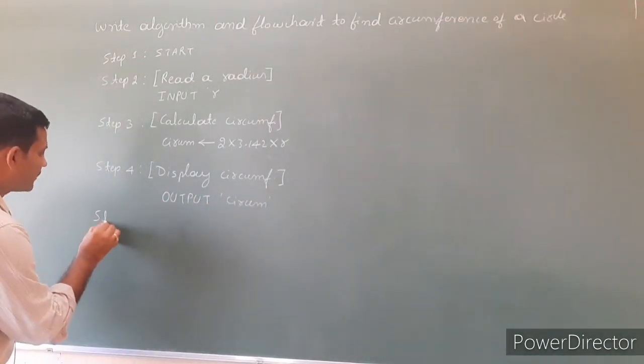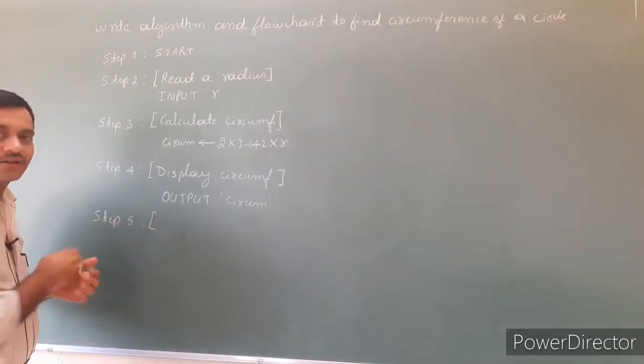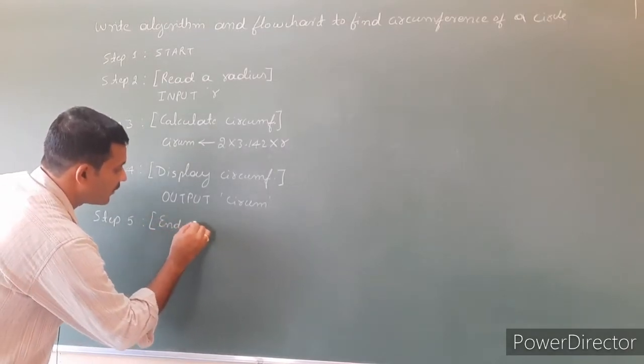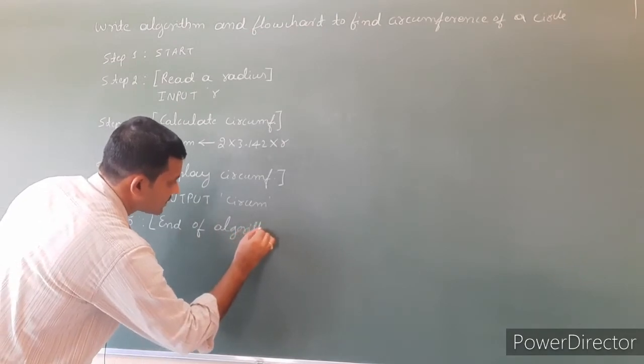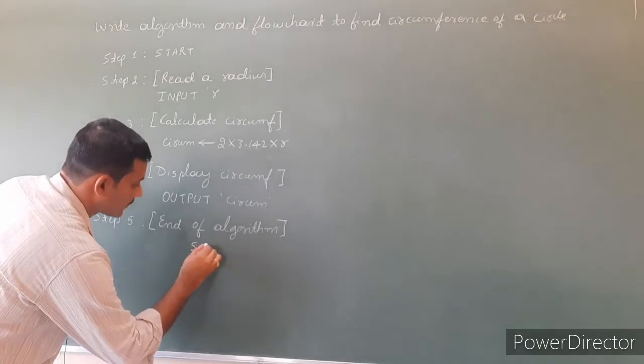After some steps, the algorithm must be ended. In step 5, close the algorithm. The comment statement is end of algorithm, that is stop.